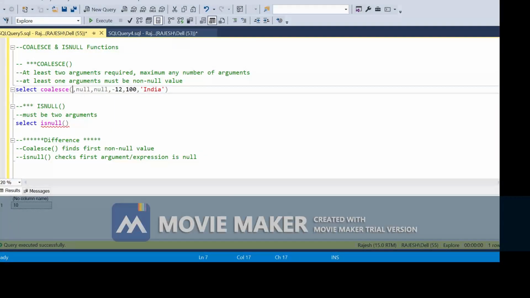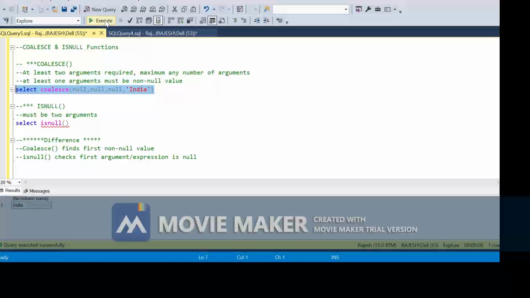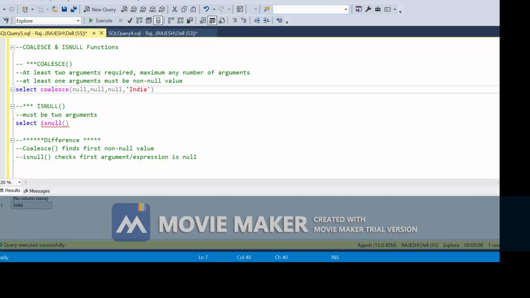And suppose I put null again, and this is null, and this is null again. I will remove these two arguments. Now the fourth argument is a string value. Let's see what happens. It is returning India. So it returns the first non-null value, whether it is string type or numeric type.